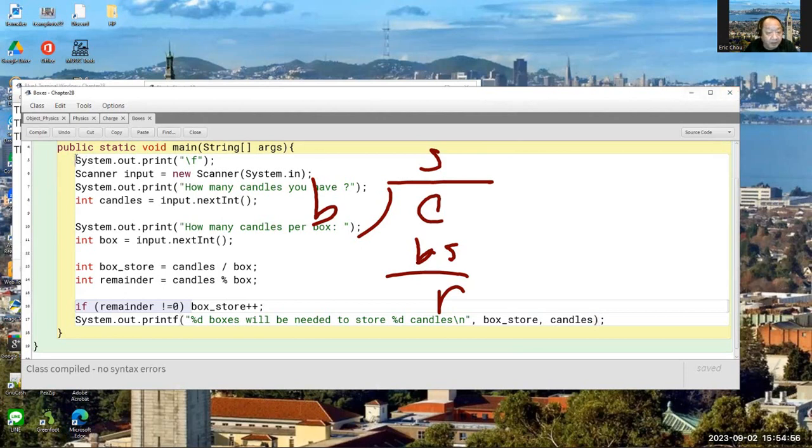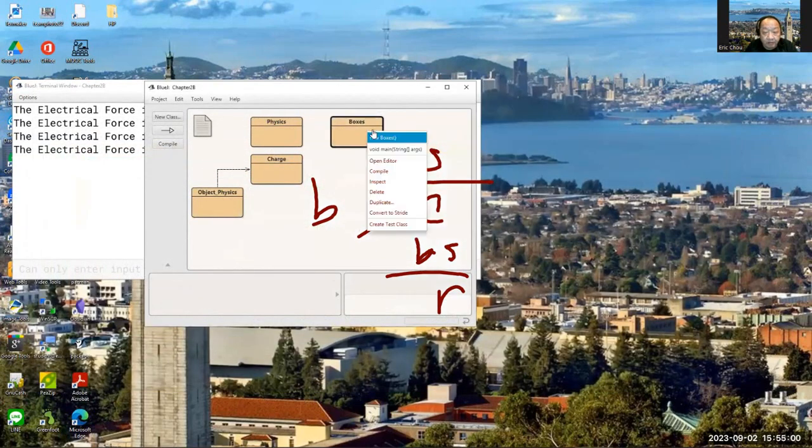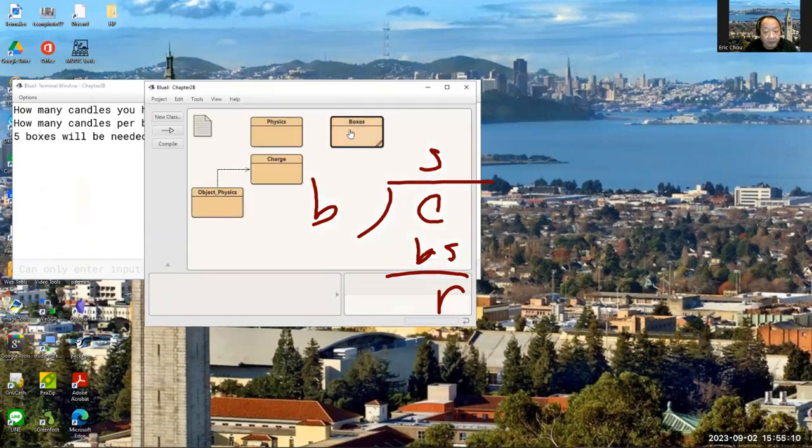This is system.out.print, to clean the page. Okay, to clean the page. So let's run it. How many candles do you have? You have 24, then 5 per box, you need 5 boxes, okay?